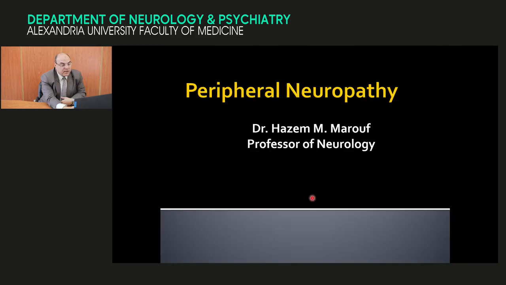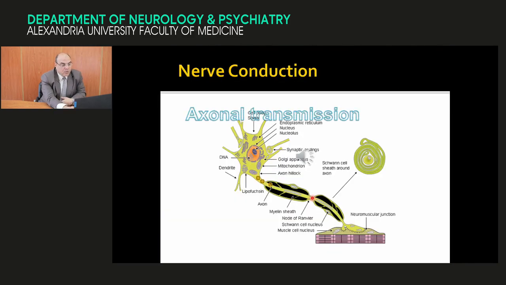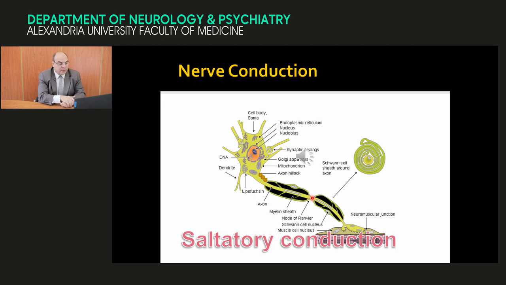Transmission of the impulse occurs in two ways. The first way is through the axon, or what we call axonal transmission. We can see here that the axonal transmission is relatively slow. The other way of transmission is through the nodes of Ranvier, or what we call saltatory conduction. Saltatory conduction is a transmission of the impulse through the nodes of Ranvier. We can see here that the transmission is much faster.